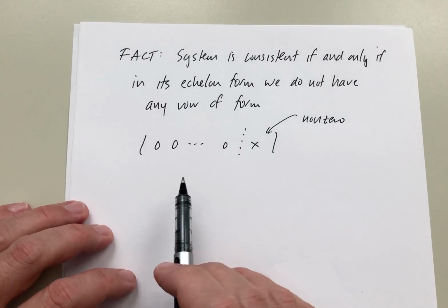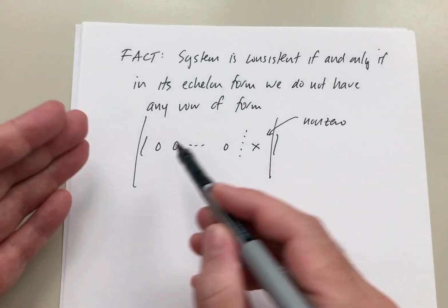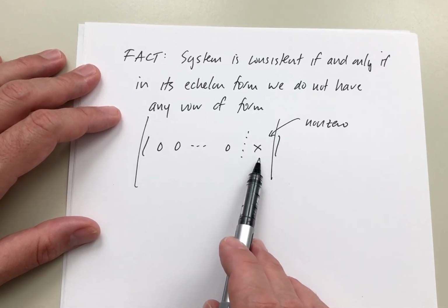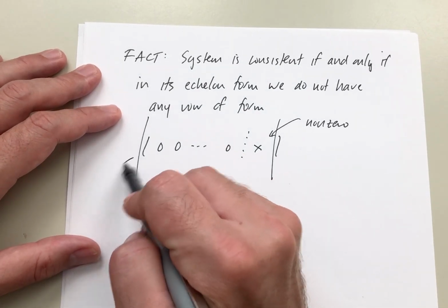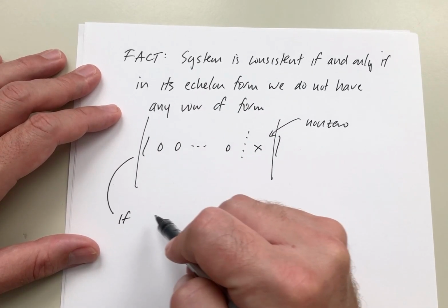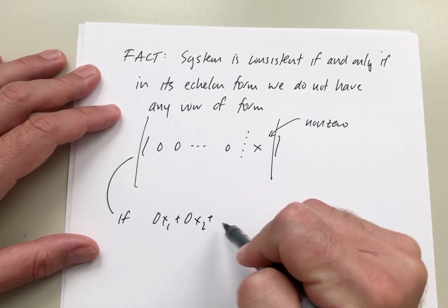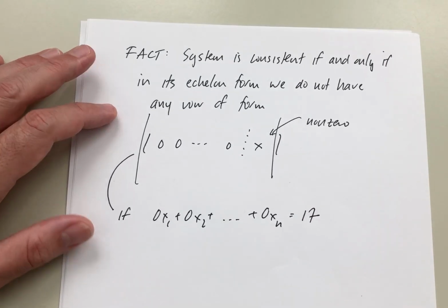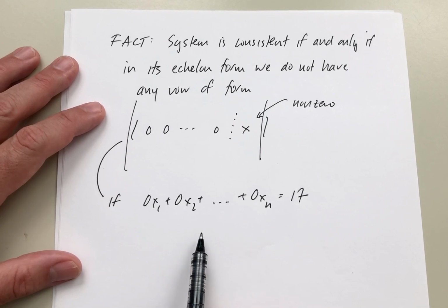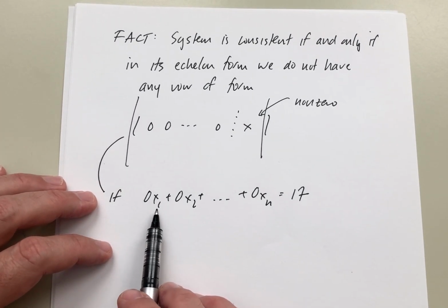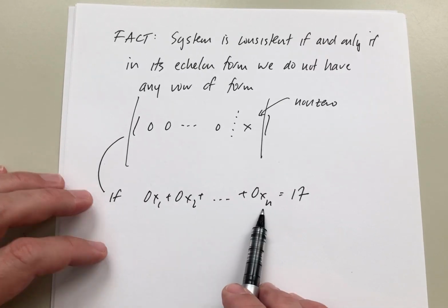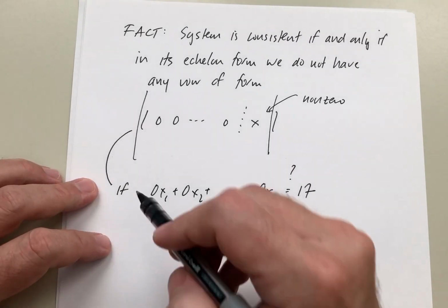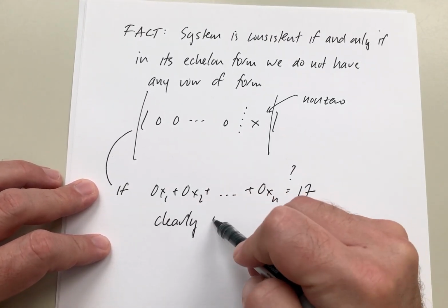Okay, so what I'm trying to describe here is that I've got the big matrix. The matrix maybe has 5 rows or something. But as long as we never have 0, 0, 0, 0, 0, 6, we're good. It should be clear that if you have 0x1 plus 0x2 plus ... plus 0xn equals, say, 17, that's clearly an inconsistent system because whatever I choose for x1, x2, x3, etc., it's going to get killed on the left-hand side, and I can never have that equal 17. So this is clearly a problem, clearly inconsistent.